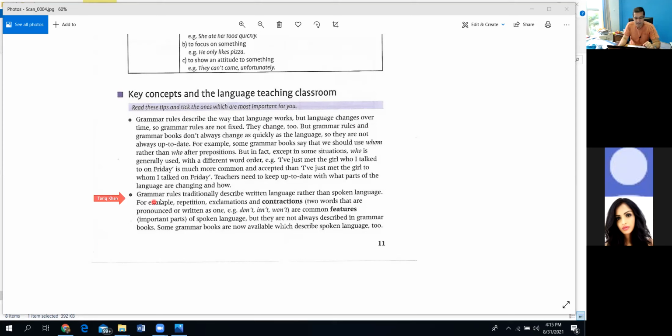The next point is: grammar rules traditionally describe written language rather than spoken language. That's the point where people say you don't need grammar for the spoken. Why? Because in the spoken way, we do not use proper language. I mean, grammatically perfect language we don't use.